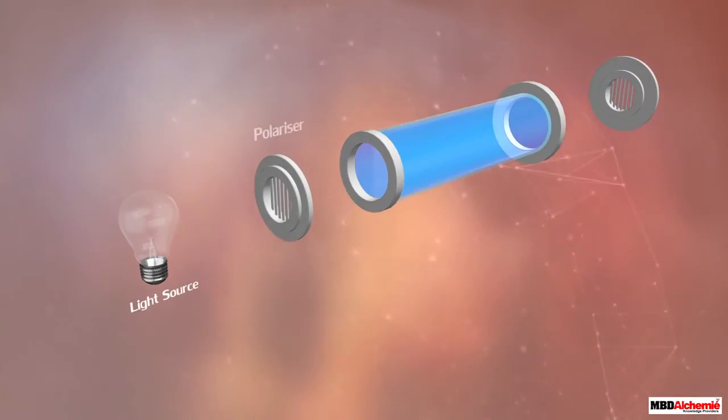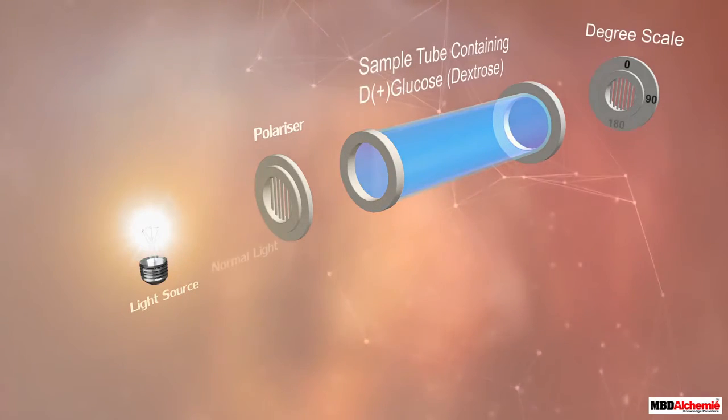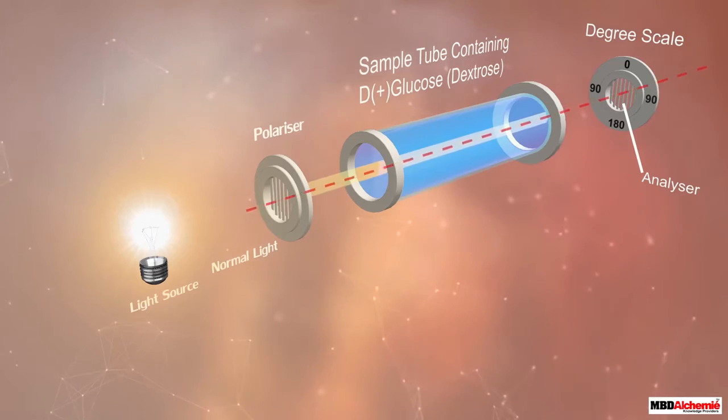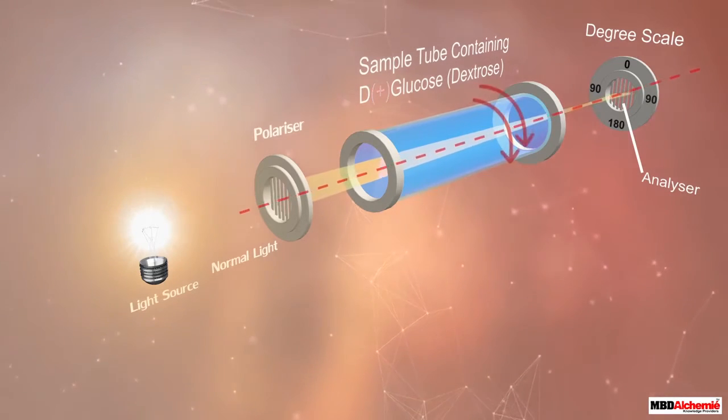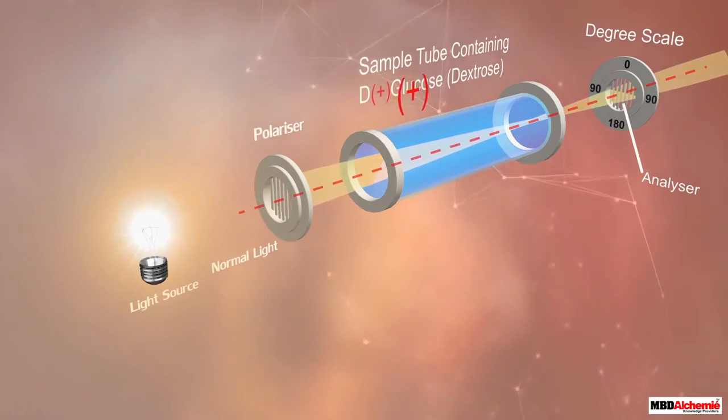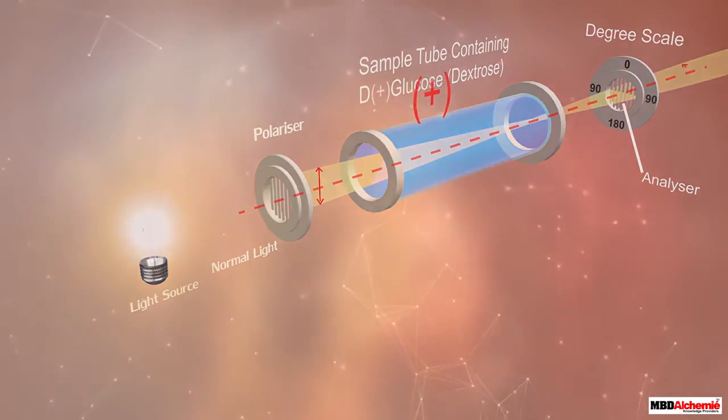Moreover, dextrose is dextrorotatory. This means that if plane polarized light is passed through a solution of dextrose, the plane of the light will rotate towards the right. The plus sign in the name of dextrose indicates that it is dextrorotatory.